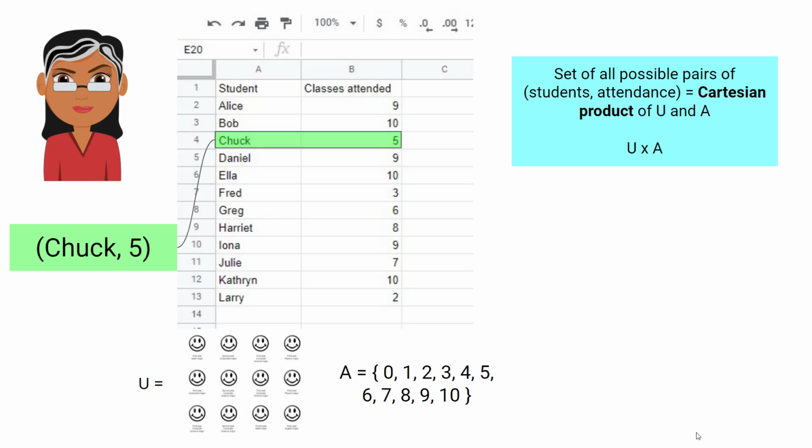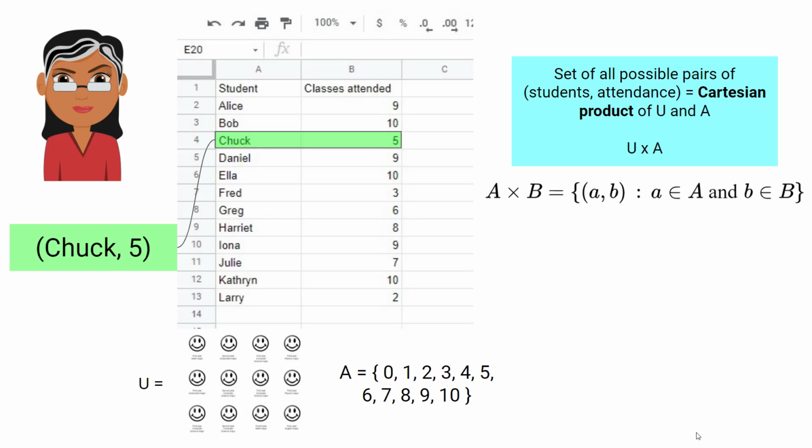In general, given any two sets A and B, the Cartesian product of A and B is the set of all ordered pairs that have the first item in the pair coming from A and the second coming from B. We use a cross, like you might see in primary school, to denote multiplication of two numbers, as the notation.